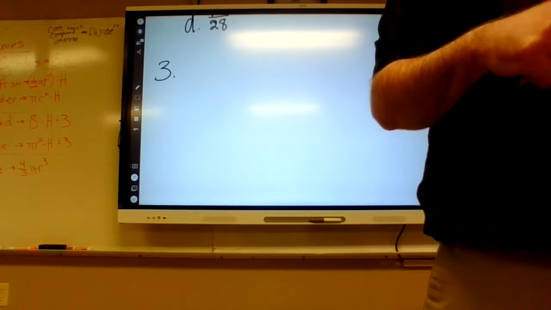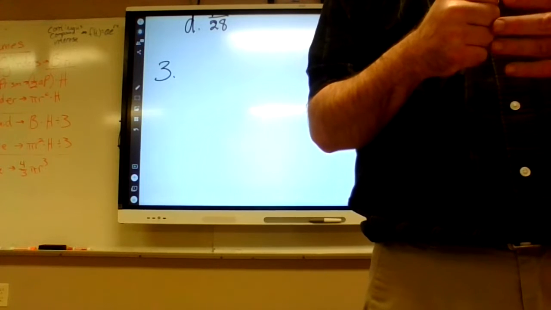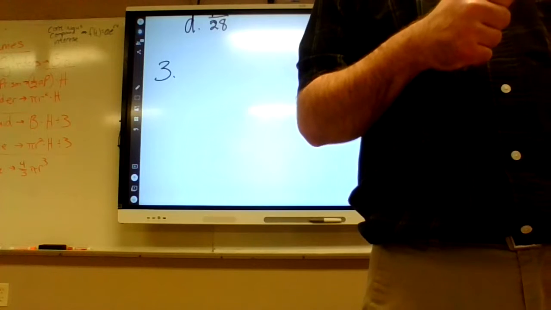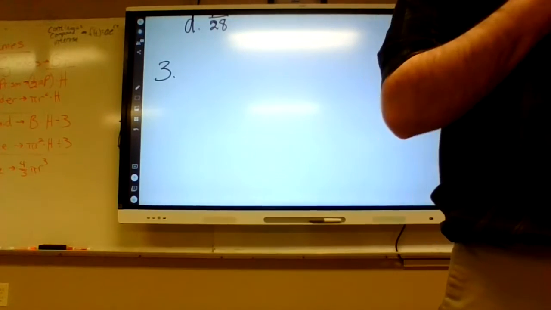Repeat exercise 1 if the first ball chosen is put back in the box and mixed with the other balls. Oh, now it doesn't go down. You pull it out, you look at it, you put it back, and then you draw again. So you could potentially draw the same ball twice.